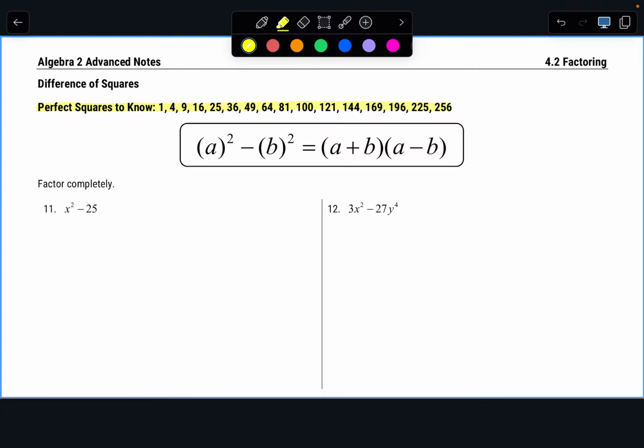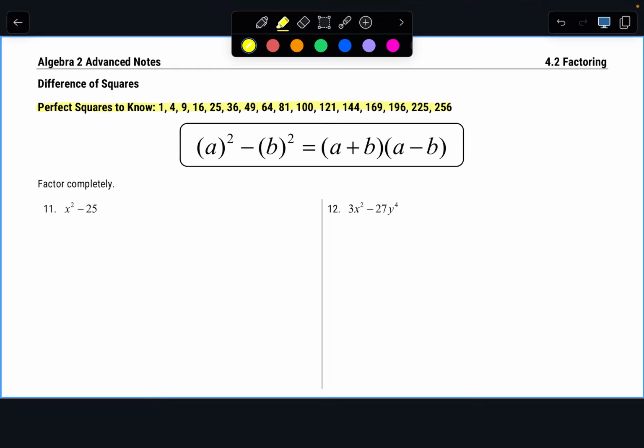These are formulas. For the formulas that you get, you do not have to memorize these. You will be given these formulas on your test. The thing that you have to know is what your perfect squares are. This is stuff you've learned way back in 3rd grade, all the way into 5th grade math. All of these numbers are a result of a number being multiplied by itself.